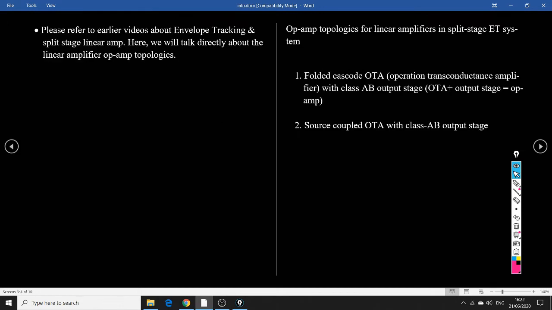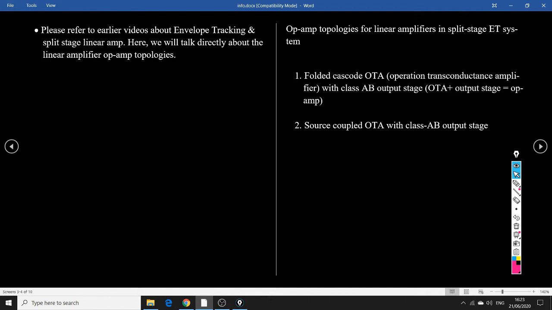In case you are not familiar with envelope tracking or the split stage ET, I would recommend you please go into our earlier videos in which we talk about envelope tracking in more detail as well as what the split stage ET system means. So please go into those videos, because in this video we will only talk about the op-amp topologies which are used in the linear amplifier, which again is a part of a split stage ET system.